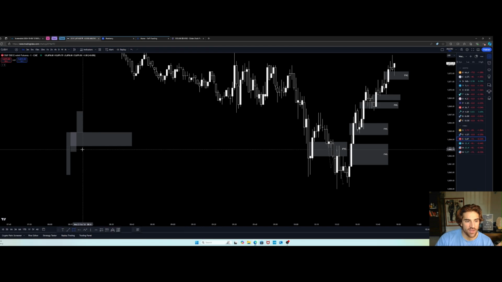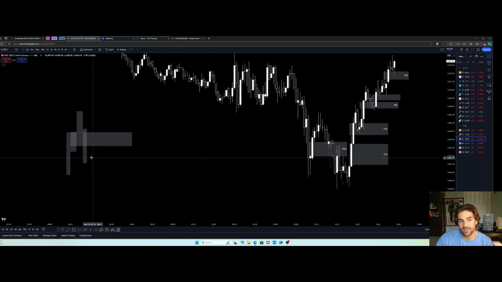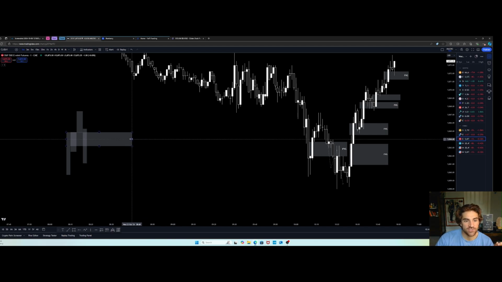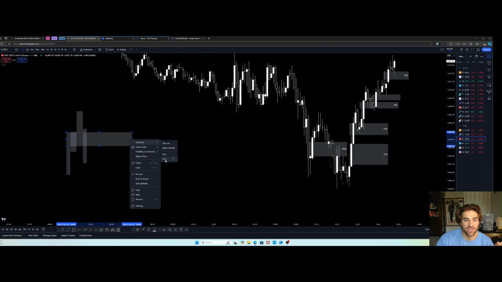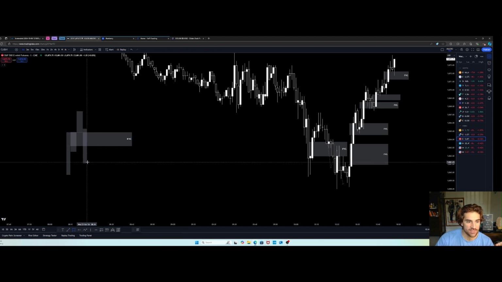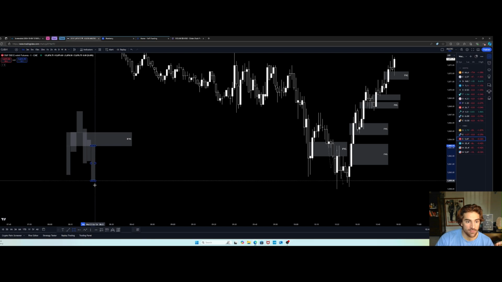Now what happens if we have a candle and we break completely through it? That no longer is a fair value gap. What does this turn into? This now can be used as an inverse fair value gap. So now what if price does this? We come up into it, wick into it, and then we come back down. Just like that.